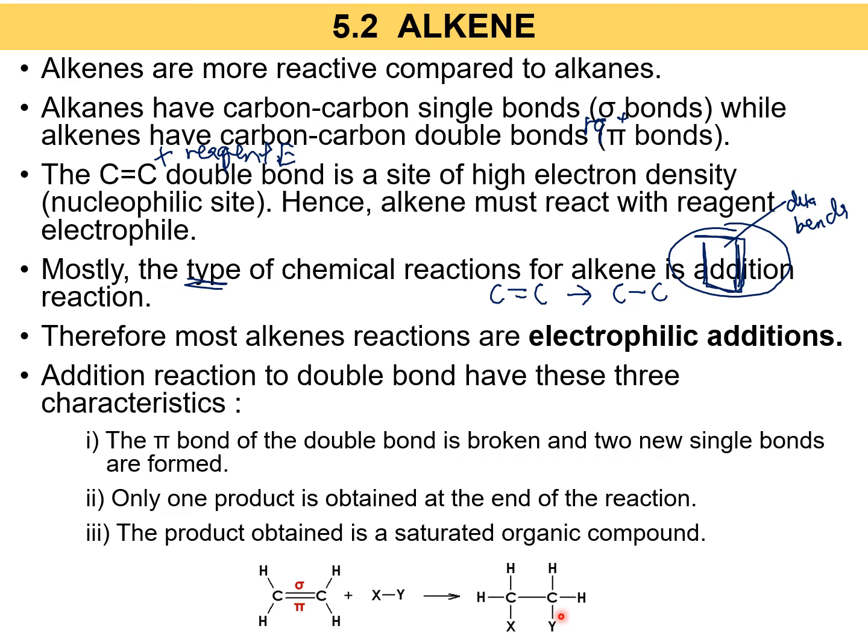Okay. And then, you will only obtain one product at the end of the reaction. And the product obtained is a saturated organic compound. Because a carbon-carbon single bond is a saturated organic compound, while a carbon-carbon double bond is an unsaturated organic compound. So from an unsaturated organic compound, because the carbon-carbon double bond undergoes addition reaction, it produces a saturated organic compound, which is a carbon-carbon single bond.